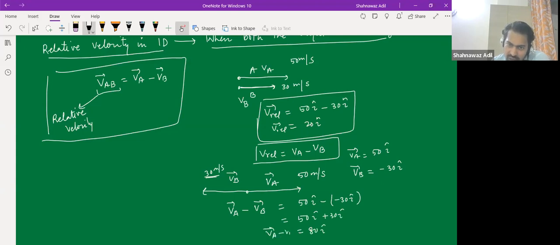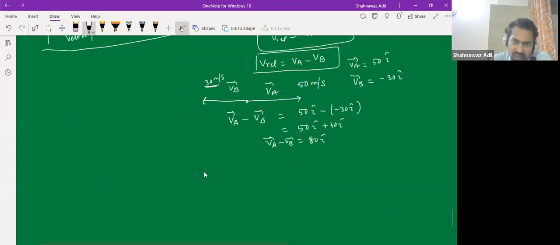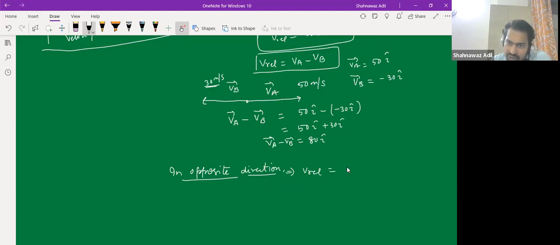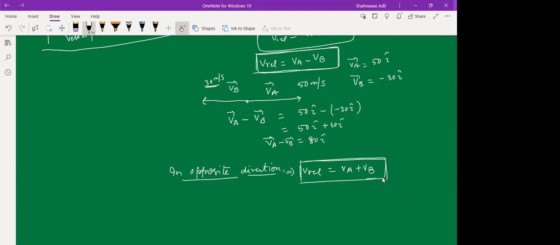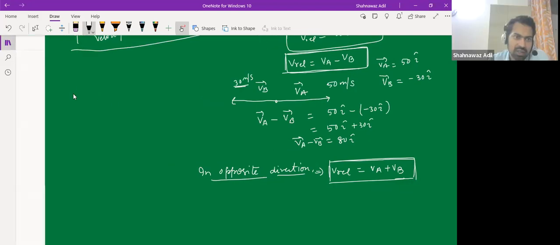So you guys saw that whenever the objects are moving in the opposite direction, the magnitudes just add up. So relative velocity magnitude is simply VA magnitude plus VB magnitude. Is this clear, guys? So just remember that whenever we are moving in the same direction, the speed will appear to be reduced, and whenever the objects are moving in the opposite direction, the speed will appear to be enhanced or increased. Clear? Is this clear, guys? Yes, sir. Clear. Okay, so now let us do this question.